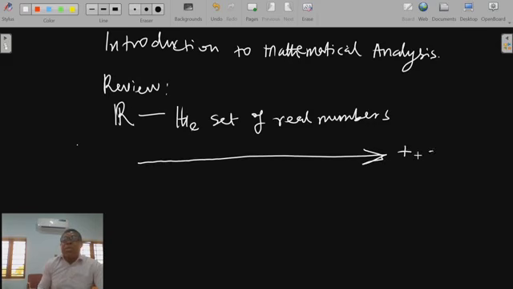Somewhere here, it's sort of going to plus infinity. The line represents the set of real numbers and is graduated in such a way that each point on the line represents a number, which I call a real number. It's graduated in this form, and so on, -1, -2, and so on.